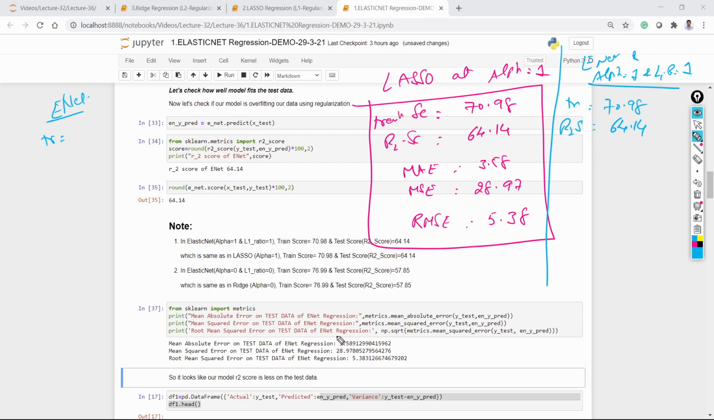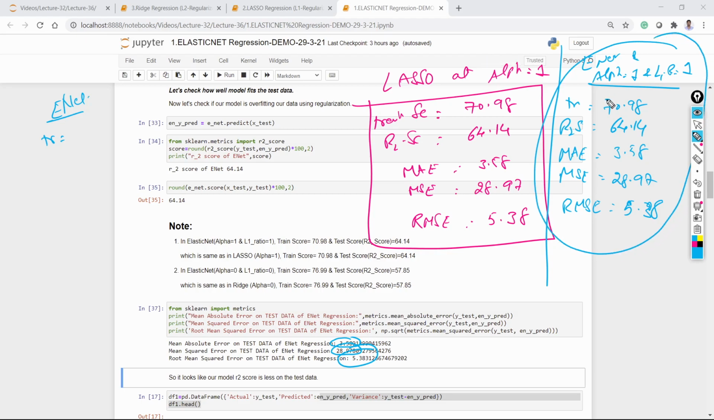The mean absolute error is 3.58, the mean square error is 28.97, and the root mean square error is 5.38. So this is the result. The blue color results are the elastic net regression at parameters alpha is equal to 1 and L1 ratio 1.